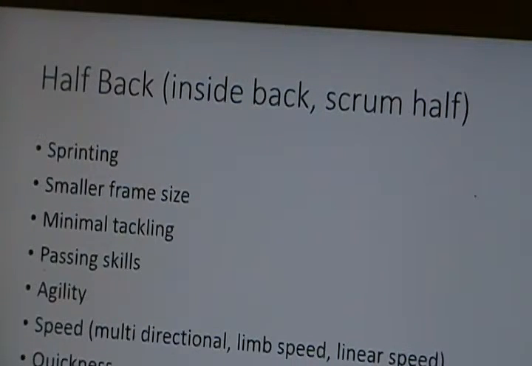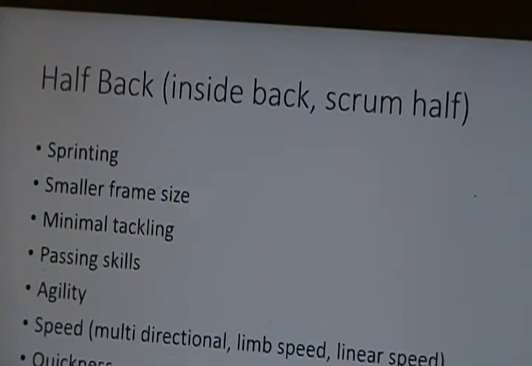He needs to have really good agility skills, as he's the one that's in there trying to retrieve the ball. He's working in small spaces, so he needs to learn how to be agile in small spaces. And he needs speed, multi-directional speed. His limb speed, both upper and lower limb speed, needs to be quick. Linear speed as well. Like I say, he sprints more than any other player.